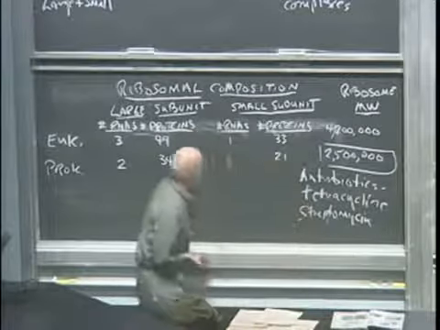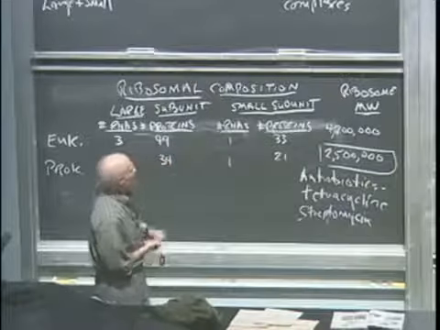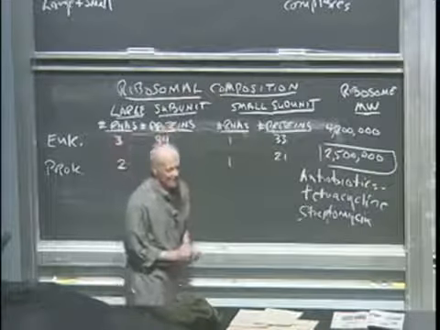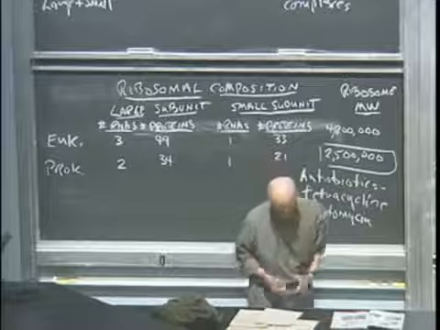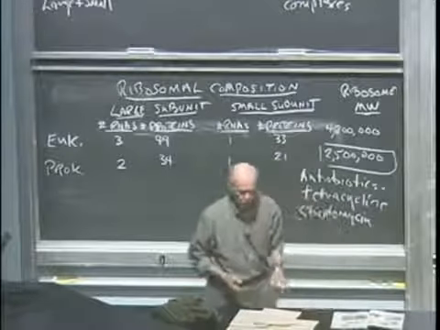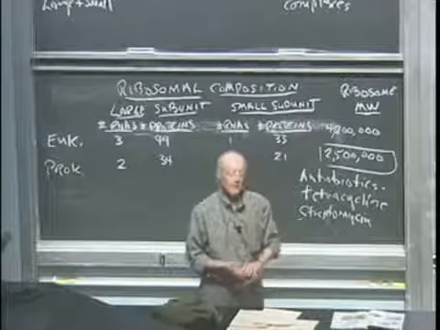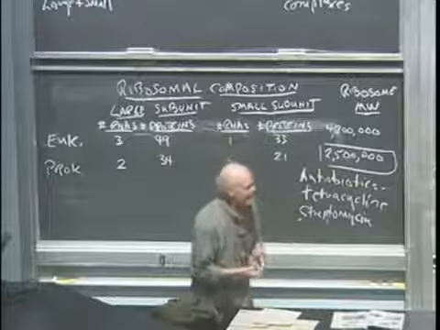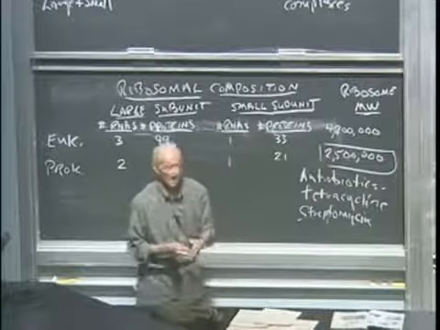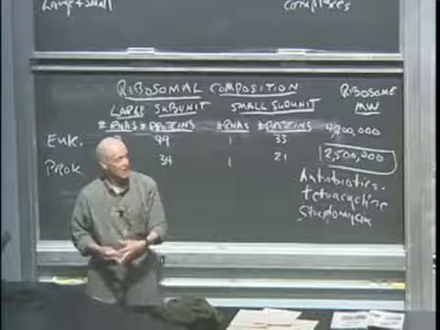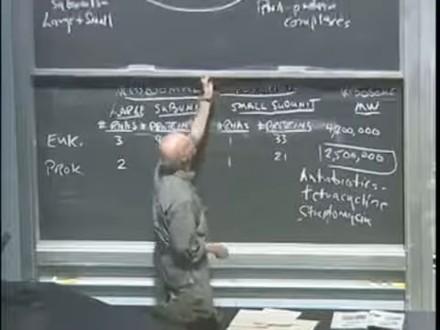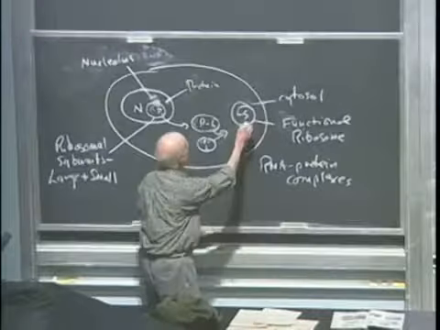When we talk about ribosomes, we talk about two different varieties. There are what we call free ribosomes. Free ribosomes are in the cytosol of the cell.